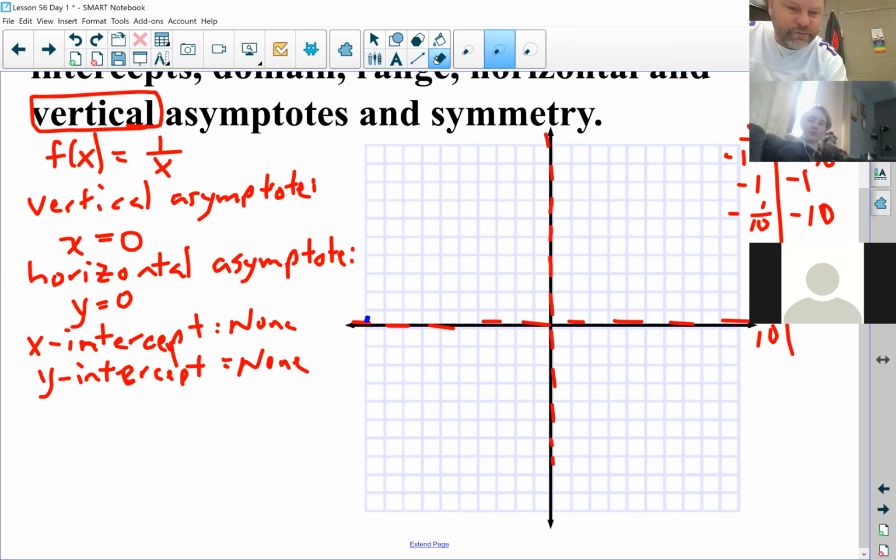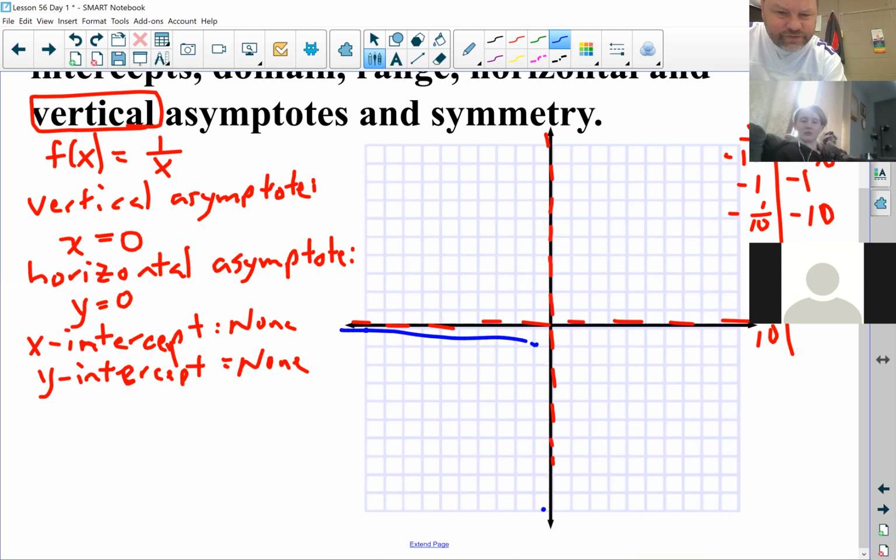And see, you guys let me get away with graphing this wrong. Should be -1/10, should be on the negative side. -1 and -10. So the left-hand side of this graph looks something like that.